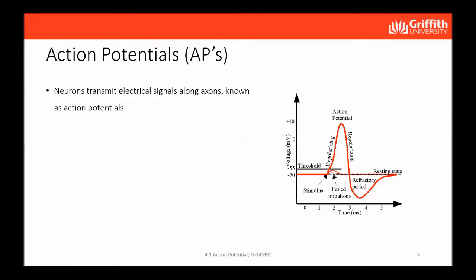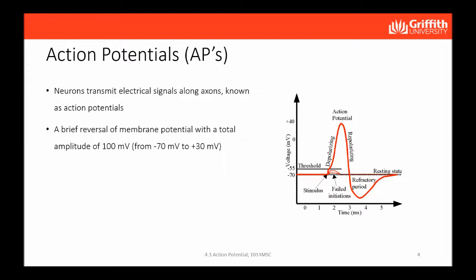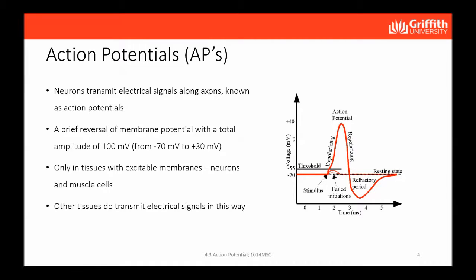Neurons transmit electrical signals, known as action potentials, along their axons, some of which are transmitted over long distances. An action potential is a brief reversal of membrane potential with a total change in amplitude or voltage of about 100 millivolts, from negative 70 millivolts to positive 30 millivolts. Only cells with excitable membranes, such as neurons and muscle cells, can generate action potentials. Other cells do not transmit electrical signals this way.